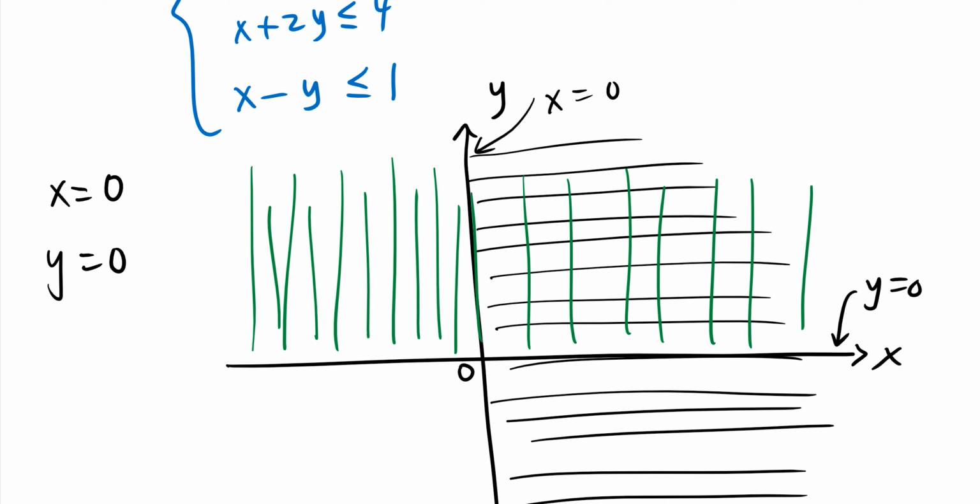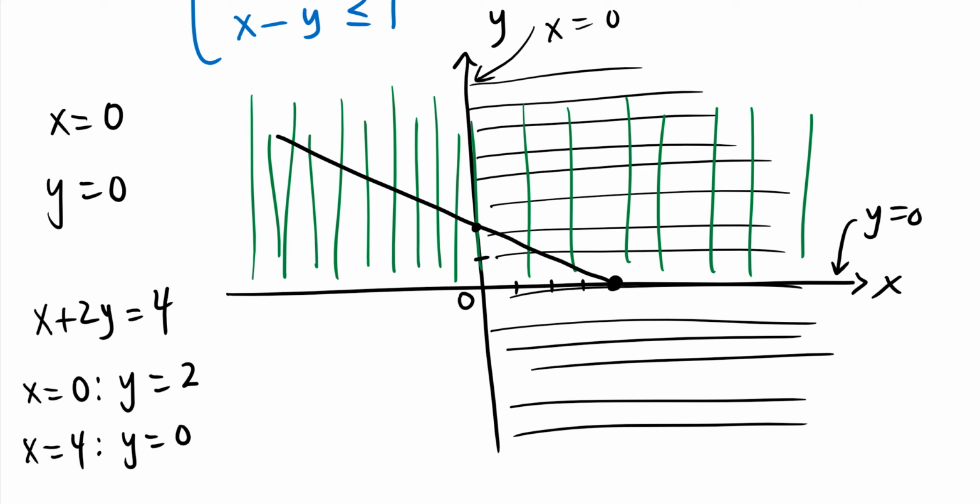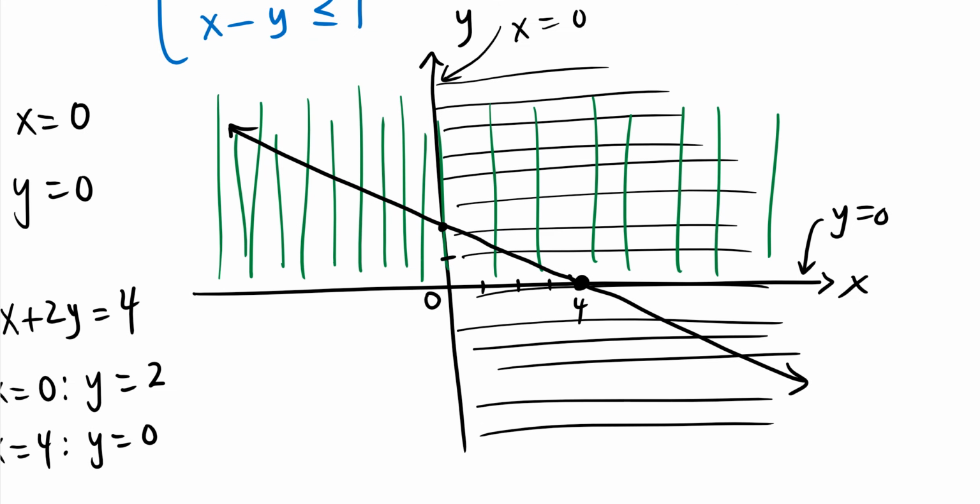Next one is the straight line, x plus 2y less than or equal to 4. How are we going to graph this? If you remember from the previous section, we assume it's equal here and use intercepts. Set x equals 0, y would be 2. If you set y equals 0, x would be 4. So we got the points 0, 2 and 4, 0. We graph this as a solid line because it's less than or equal to. So that's 4 and 2.